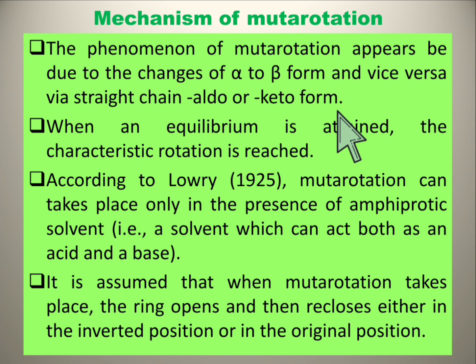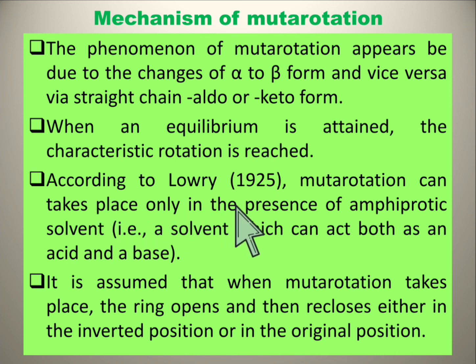Through that straight chain, we know that sugars in solution occur in cyclic form. This cyclic form may be alpha or beta, but mutarotation occurs due to the interconversion between these two forms, from alpha to beta or beta to alpha. And as I had mentioned, when the equilibrium is attained, the characteristic rotation constant value is reached.